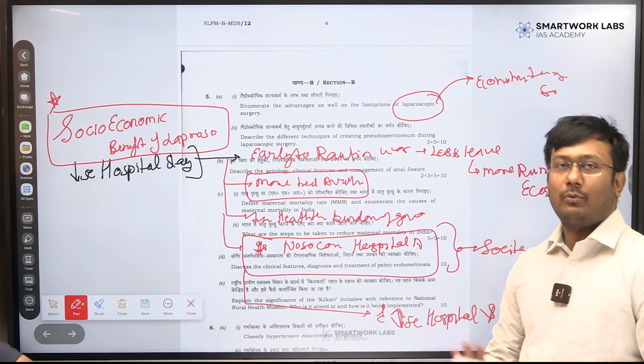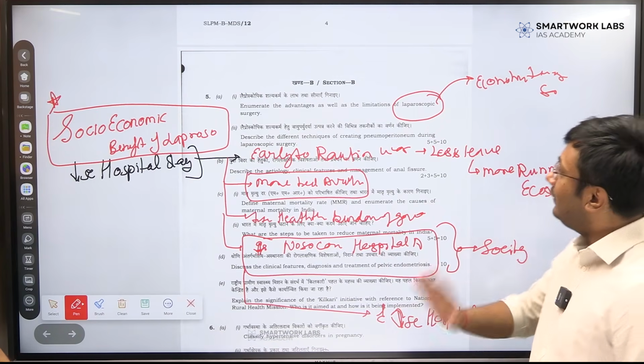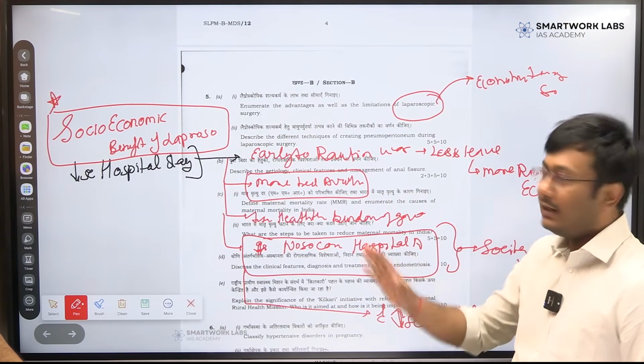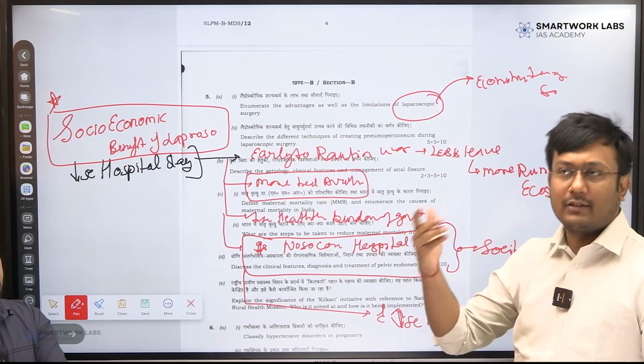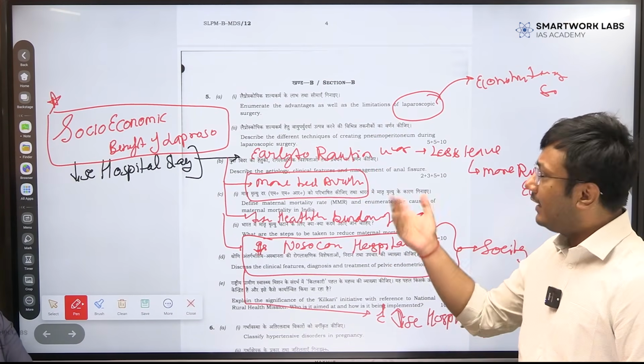So this was the broader point of bringing it into a discussion, because all of us know 5 points: what are the 5 limitations and what are the 5 advantages. We can talk about advantage. In limitation, we can talk about that it is difficult to control the bleeding, tactile stimulation is lost.